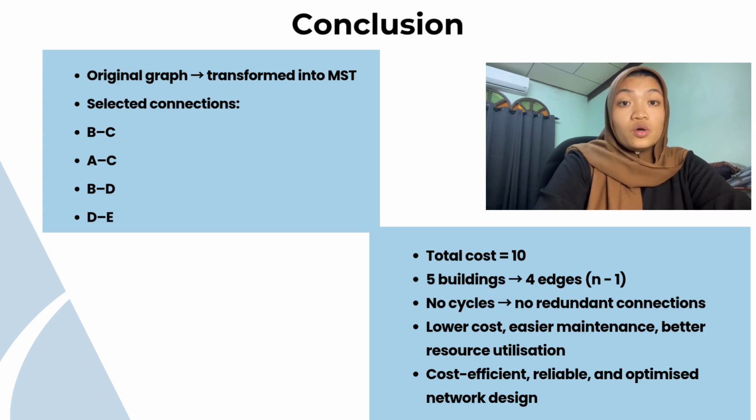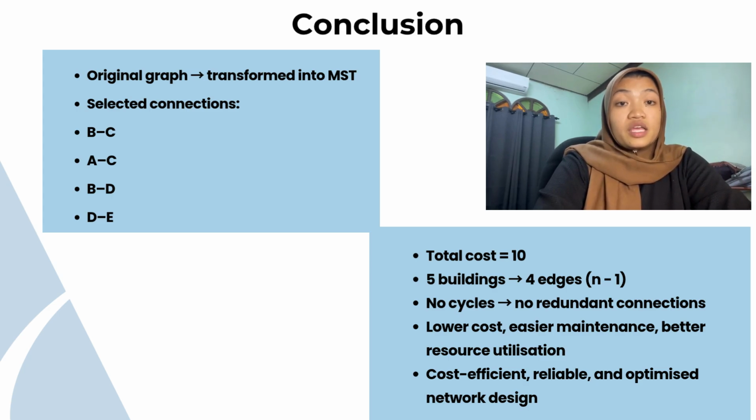The result also shows that removing redundant connections is important. When cycles are avoided, unnecessary costs can also be avoided, so the network becomes simpler but still fully functional. In addition, the step-by-step process of Kruskal's algorithm shows how the algorithm systematically chooses the lowest weight edges while preventing cycles. This proves that algorithmic methods are very useful in solving real-world network design problems.